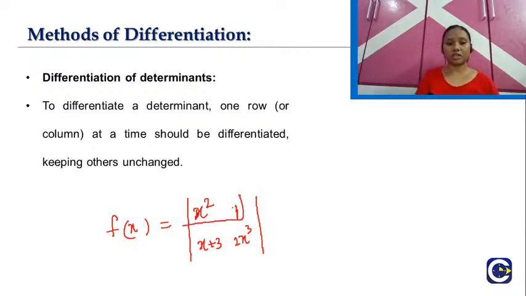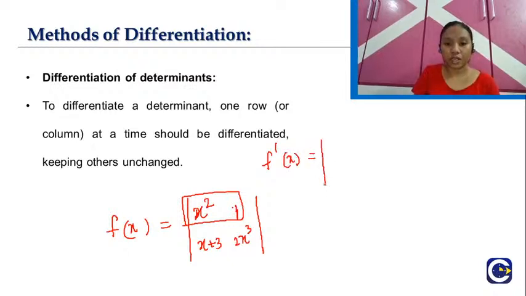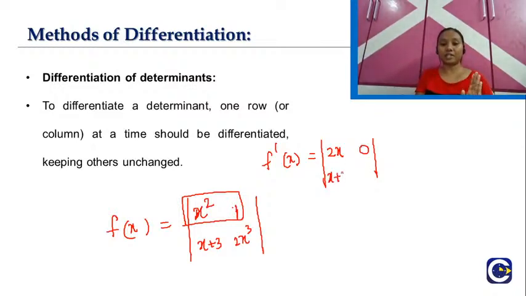Now, when we are doing differentiation, I have to take a single row or a column at a time. So that only has to be differentiated and the remaining has to be kept unchanged. So my f dash x will be equal to, as I told you, I have taken row, so I have to differentiate the first row. So it will be 2x and the differentiation of 1 will be 0, and the terms present in the second row will remain as they are.